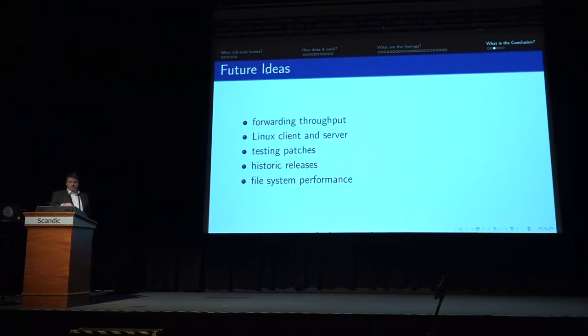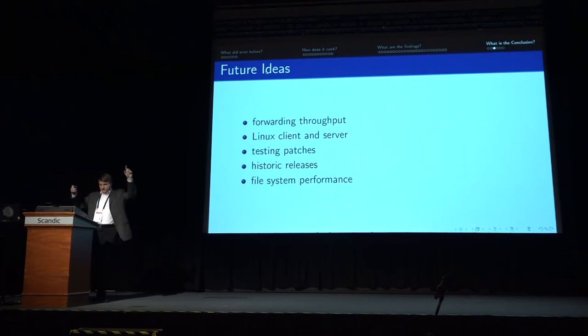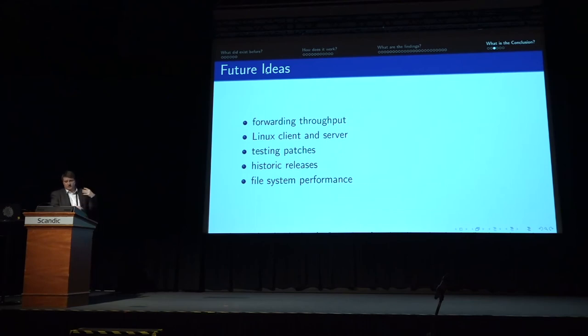So what can be done additionally? I have not done forwarding. It's just measuring the stack, sending from one machine and receiving on the other one. I could add some Linux client and server. I have the hardware standing there, but I have to figure out how to do a sensible measurement, so that I have a constant source or drain of packets. I could test patches, but the framework doesn't provide that. I can only measure committed things. And if somebody sends a patch, I don't want to test that automatically.